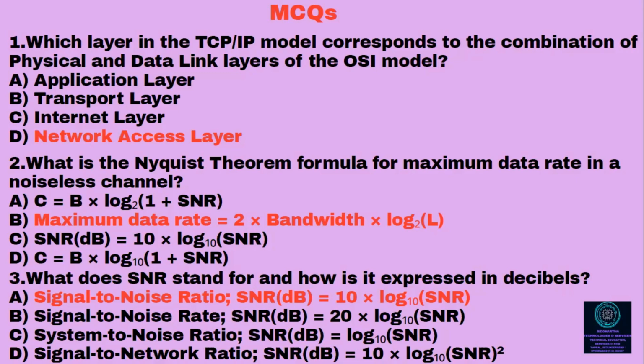Question number 3: what does SNR stand for and how is it expressed in decibels? Signal to noise ratio, SNR. Please remember signal to noise ratio. SNR in decibels is equal to 10 times log base 10 of SNR. So this is important for you. Let's go to the next question.